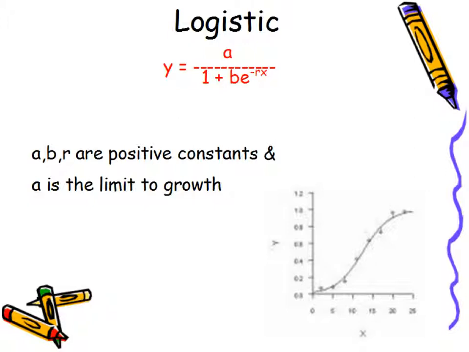So for a logistic model, your A and your B and your R in the equation are all just positive constants. E is just 2.718. X and Y are your variables. And A, this is the main value that you'd want to know out of that. A is your limit to growth, that numerator.